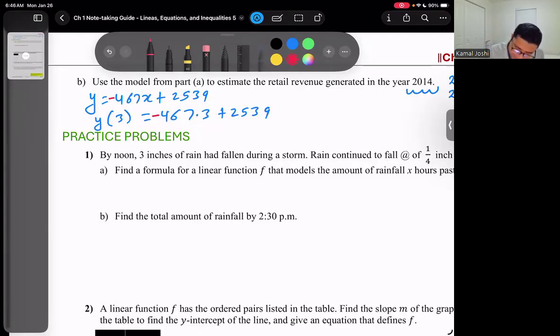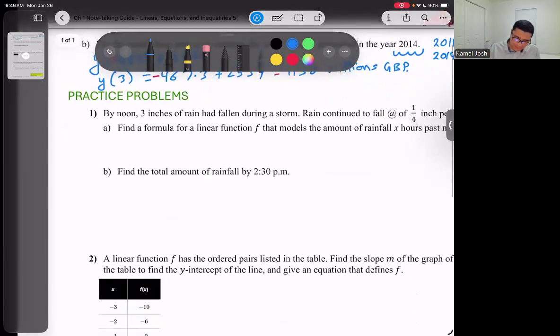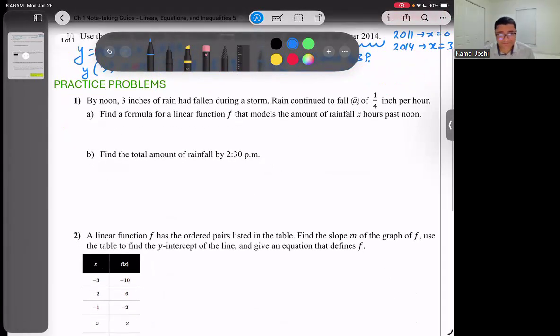Okay. And you go ahead and calculate this, and I think you'll get 1138 million pounds. Okay. Moving on.